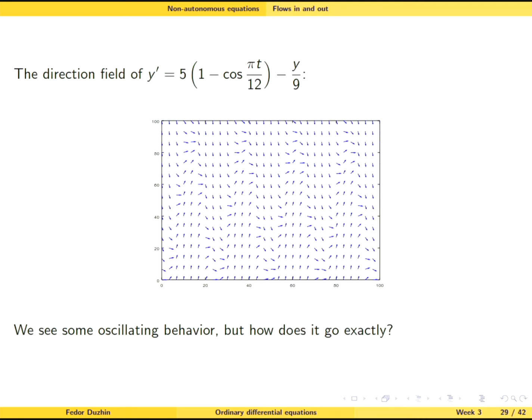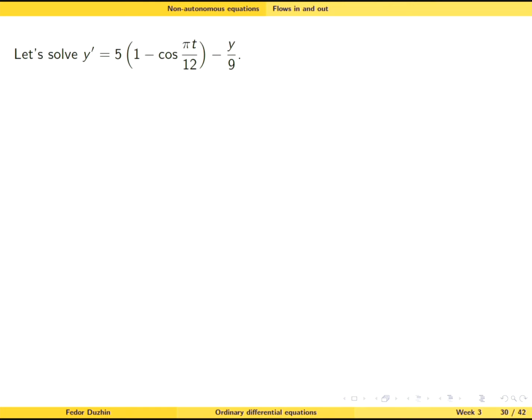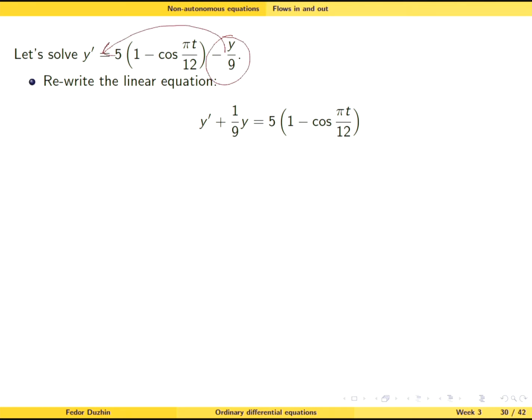So then, if we plot the direction field, we are going to see that there is some oscillating behavior, but it's very hard to understand what's going on exactly here. So we're going to have to solve it. Let us solve this differential equation. It is a linear differential equation, so we're going to move this term to the left-hand side. Then we are going to multiply it by the integrating factor, which comes from the coefficient at y.